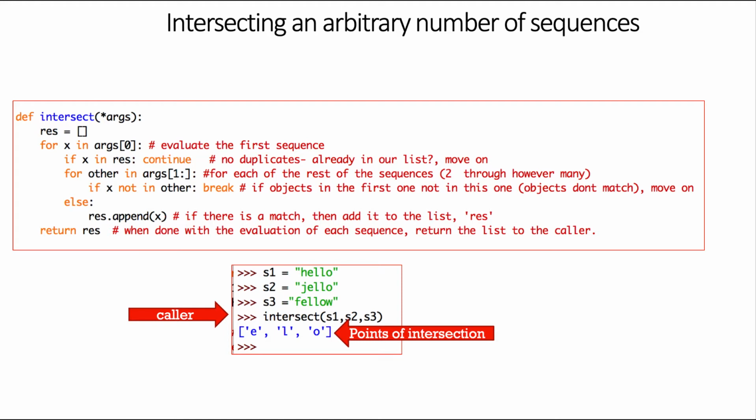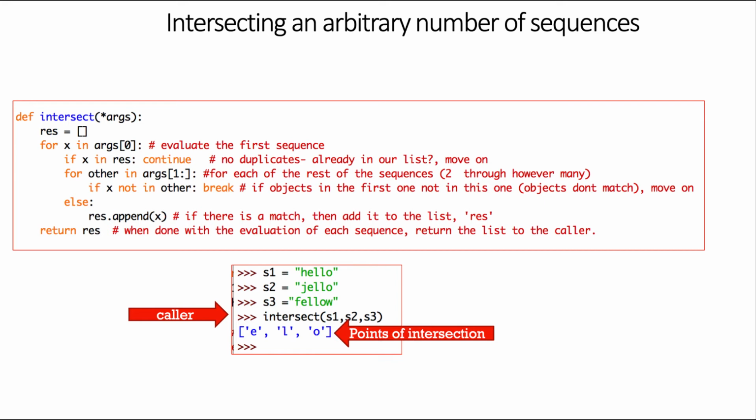For other in args 1 colon, so for each of the rest of the sequences, number 2 through however many we have, we'll just loop through. If x not in other, break. So if the element in our first sequence is not in this one, so the objects don't match, just move on. But if they do match, append x, that element, to our list. It might not be empty at this point. And then when we're done, we'll simply print out our list.